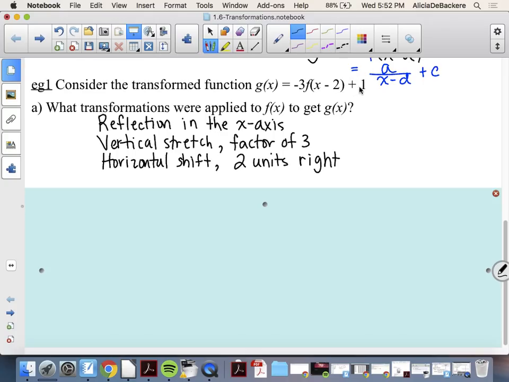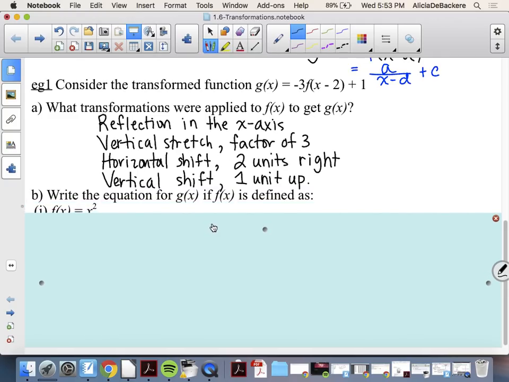And then the last thing in the equation is this +1 afterwards. It's adding, so I know it's a shift, and it's outside the brackets, or outside the function, so I know that it's vertical. So I've got my vertical shift, and I'm going 1 unit, and because it's vertical and positive, I'm going up. So that's describing the transformations in words. Next, I want to know what's the equation if f at x is the x squared function.